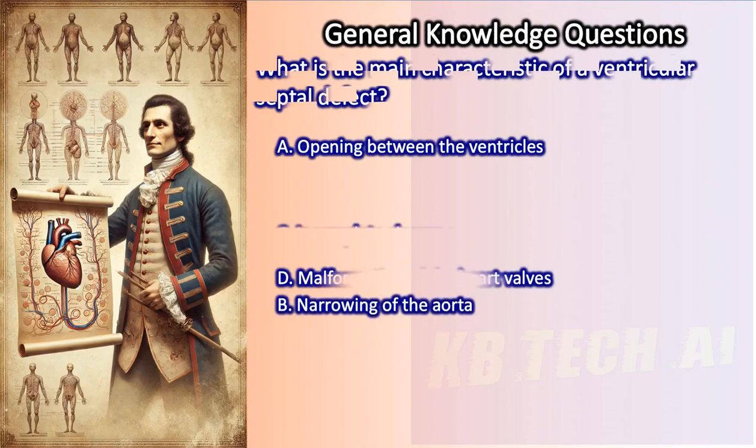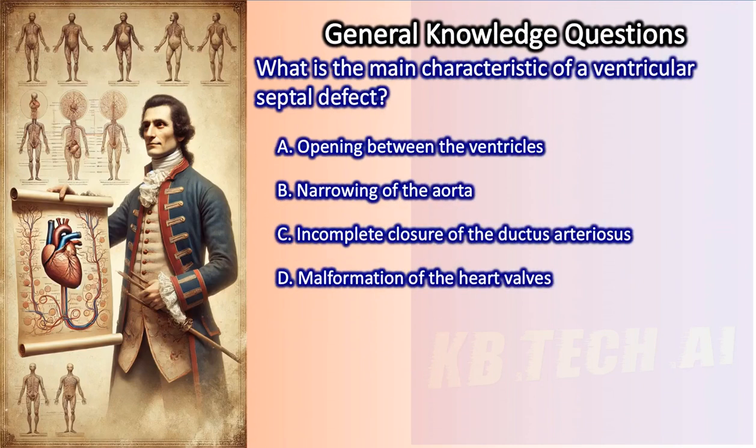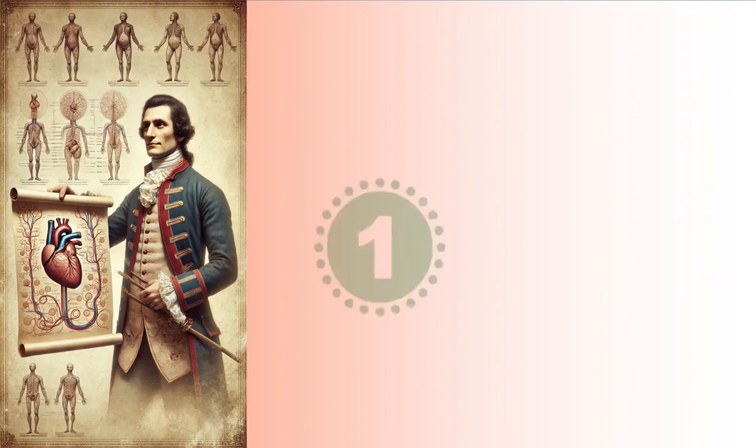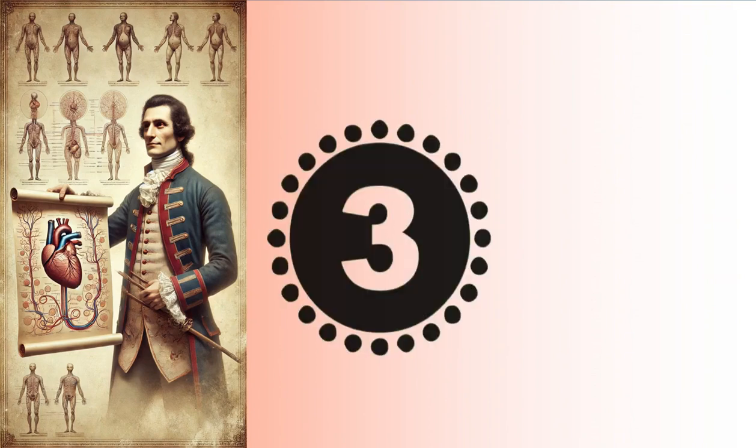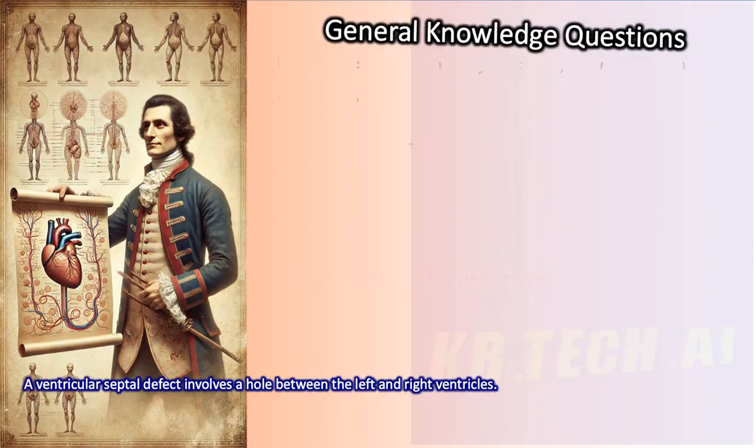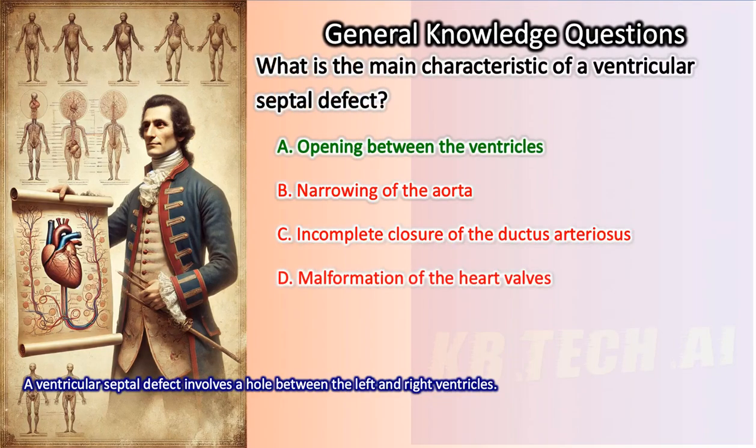What is the main characteristic of a ventricular septal defect? Option 1, opening between the ventricles. Option 2, narrowing of the aorta. Option 3, incomplete closure of the ductus arteriosus. Option 4, malformation of the heart valves. The answer is option 1, opening between the ventricles.